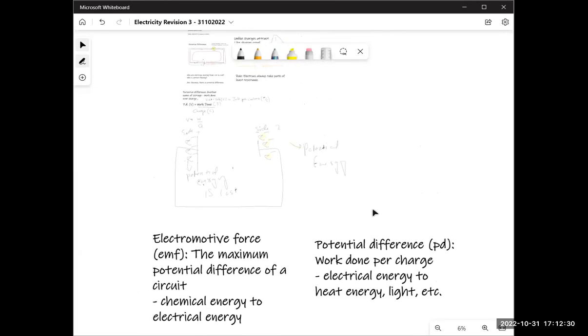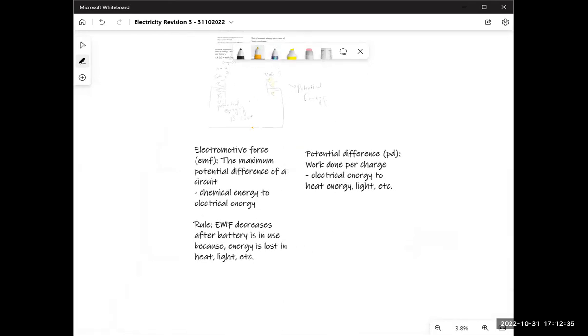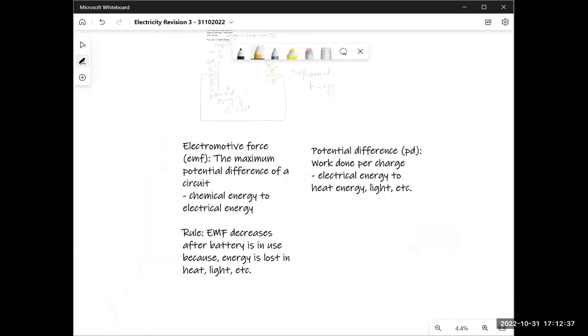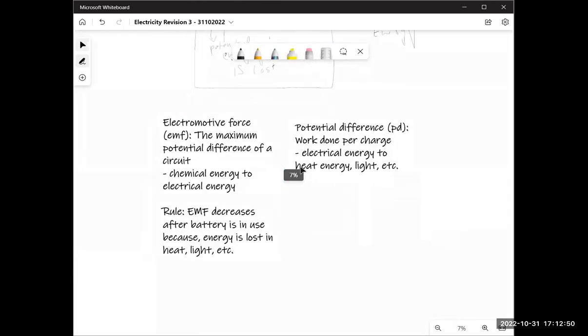Now look, we know what these things are. We have the definition. Najla, read the definition of electromotive force. The maximum potential difference of a circuit. Okay. Maximum potential difference of a circuit. And the rule, Diana, read. Rule: EMF decreases after the battery is in use because energy is lost in heat, light, etc.